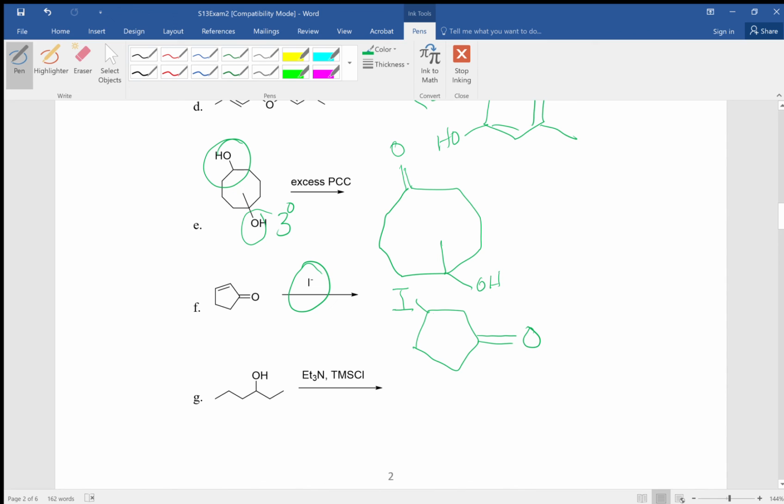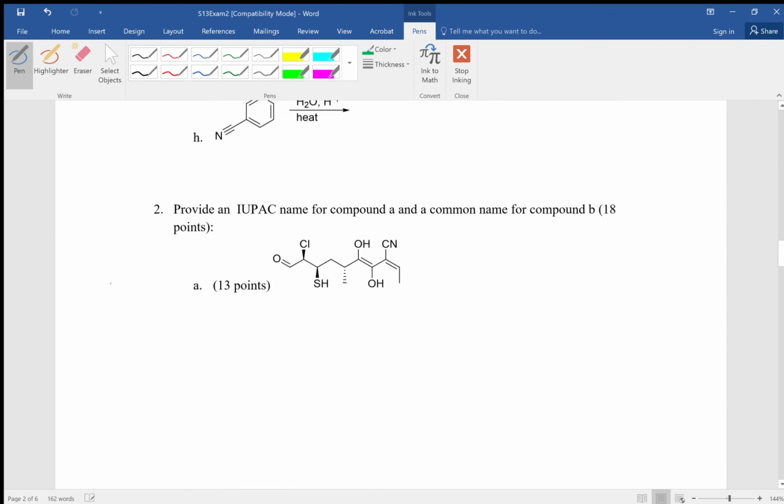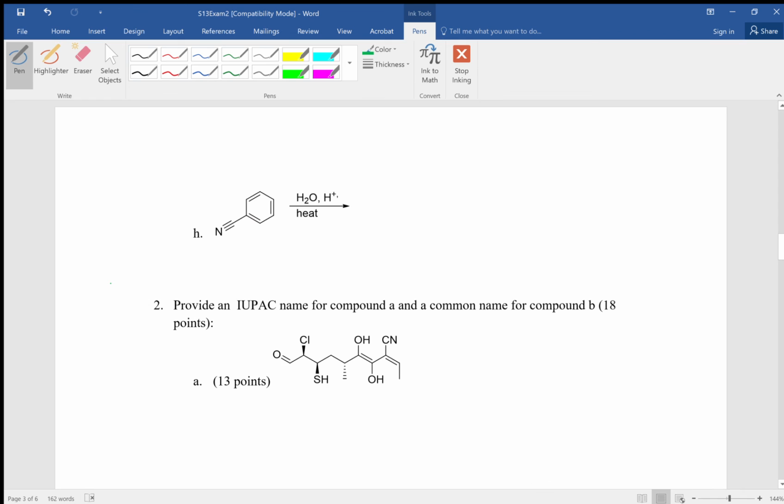Part G is the reaction of an alcohol with TMS chloride. This is an example of a protecting group reaction for an alcohol, and so the oxygen gets substituted with the TMS, or the trimethylsilyl group. And part H, we have a nitrile. That nitrile, under acidic conditions, gets converted to the carboxylic acid.